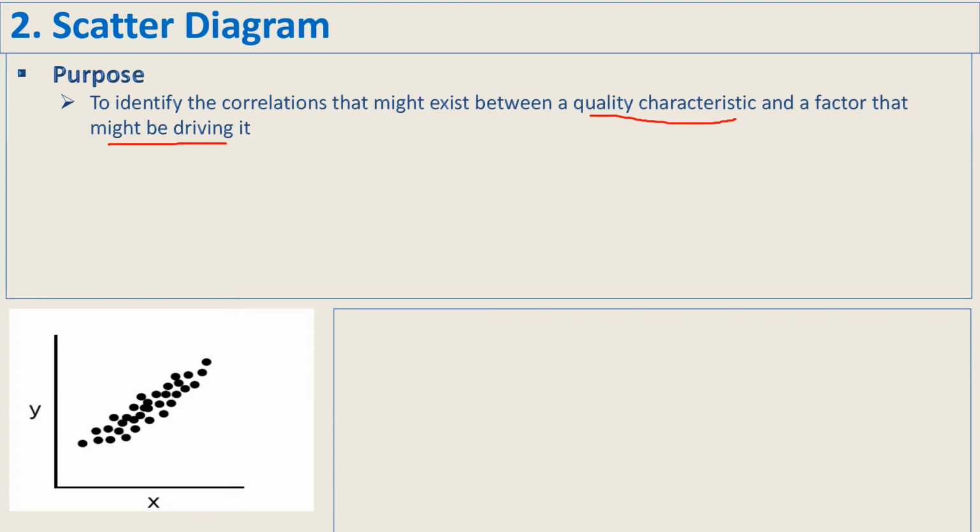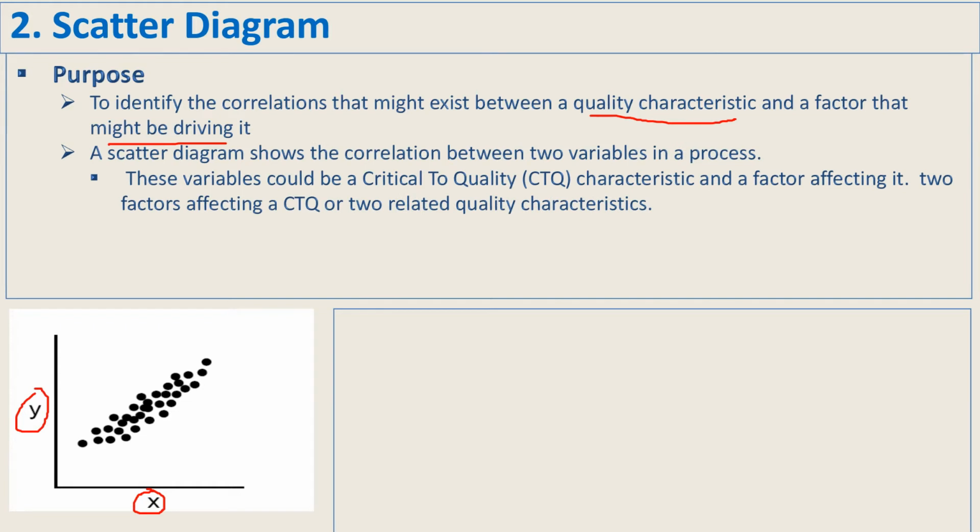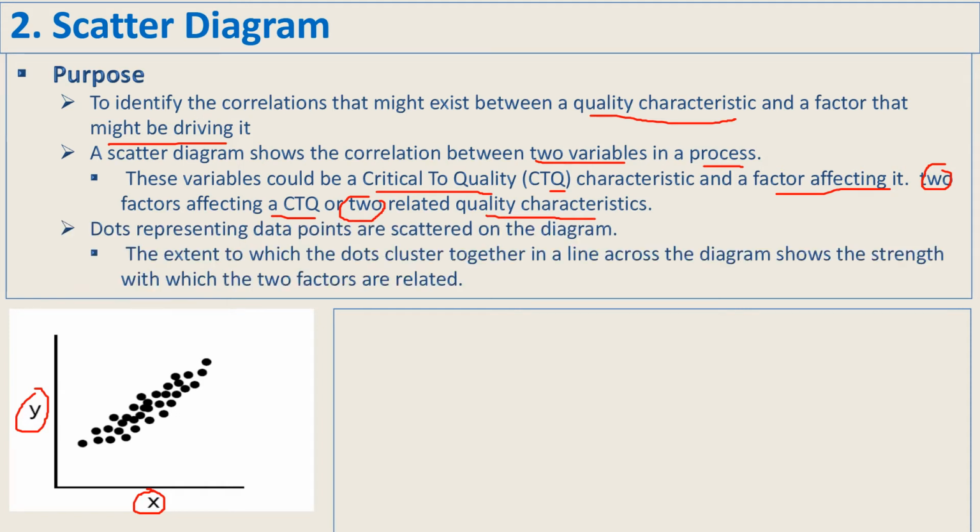This is what the scatter diagram looks like. This is the X factor and this is the Y factor. The scatter diagram shows the correlationship between two variables in a process. These variables could be critical to quality (CTQ) or the factors affecting it, or two factors related to the quality characteristics. By using this we can draw the scatter diagram.